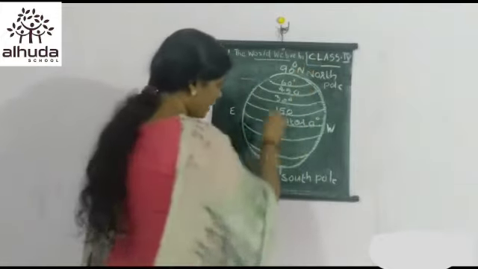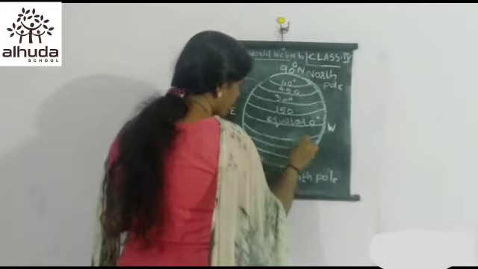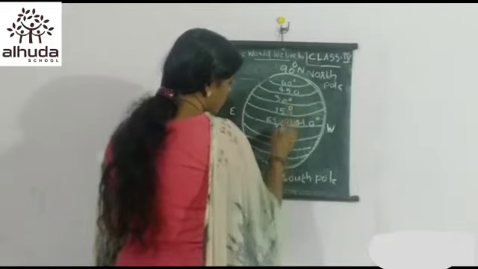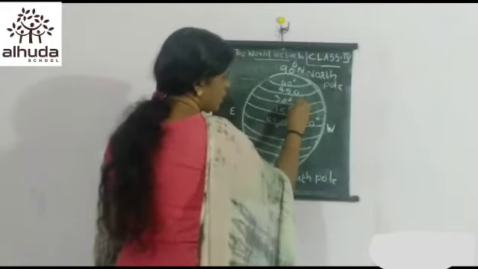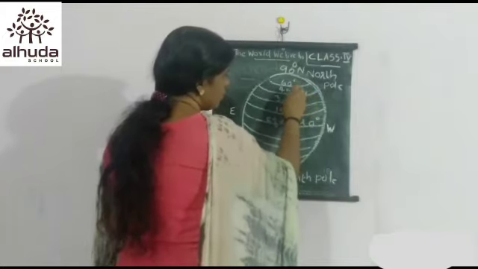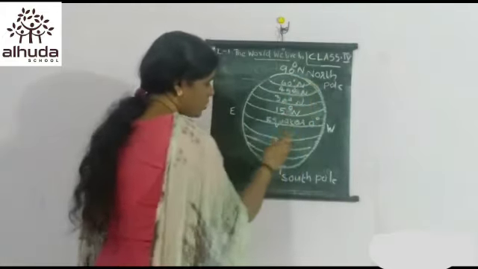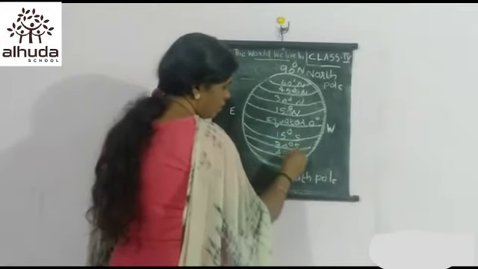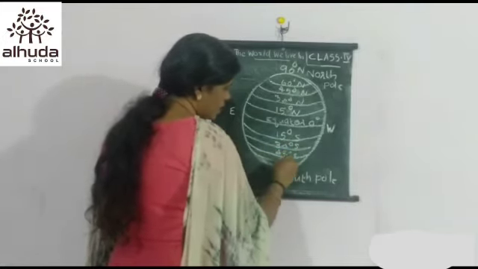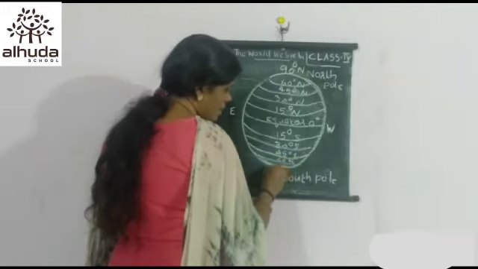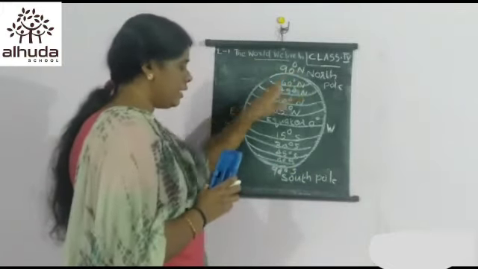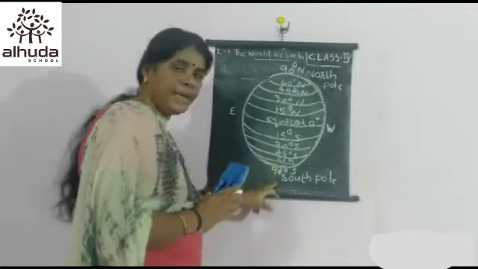Like that, in the same way here also. 15 degree north, 30 degree north, 45 degree north, and 60 degree north. Here also 15 degree south, then 30 degree south, 45 degree south, one more line, 60 degree south, and here it is 90 degree. Actually, in the poles, 90 degree each. 90 degree north and 90 degree south.